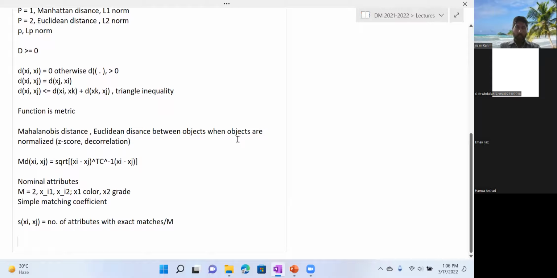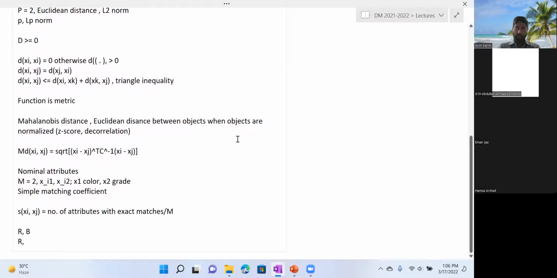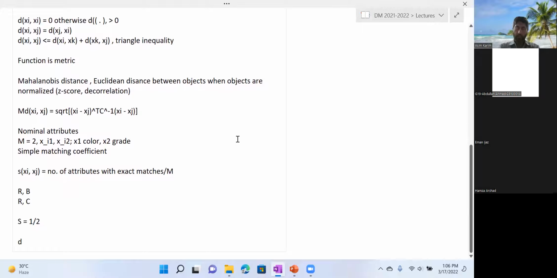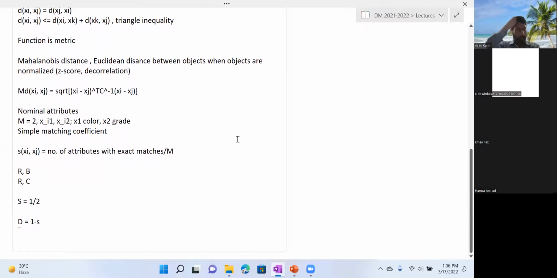So let's say we have two objects. One object has color red and its grade is B, and let's say the other still has red and its grade is C. So what would be the similarity here? Similarity would be 1 over 2. Red is one match, and of course, grade is not matching. Total number of features is 2. So this is the similarity. It is obviously normalized. If you want to convert it to dissimilarity, dissimilarity would simply be 1 minus similarity.